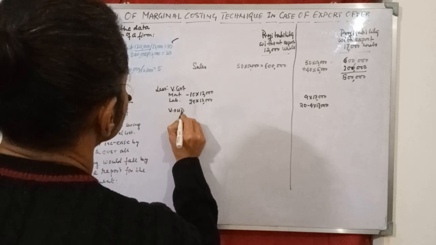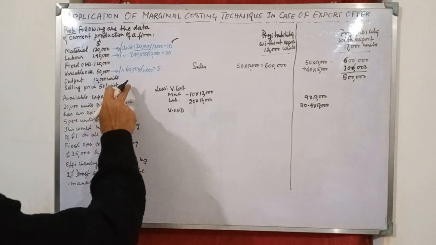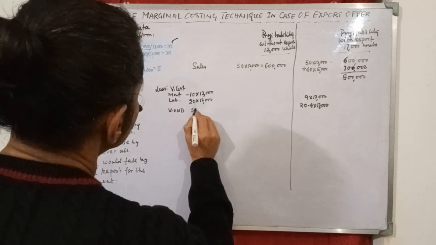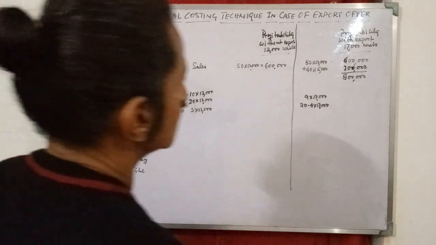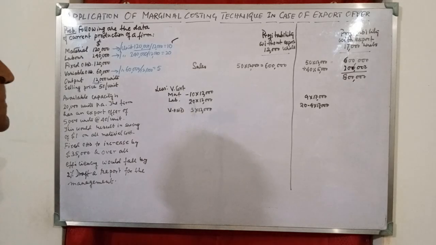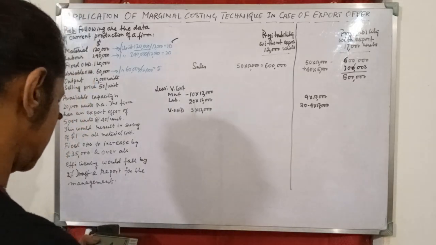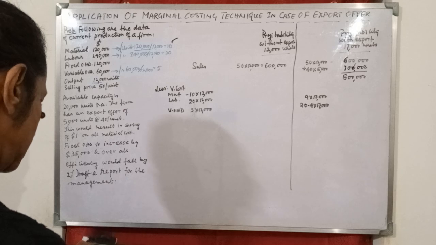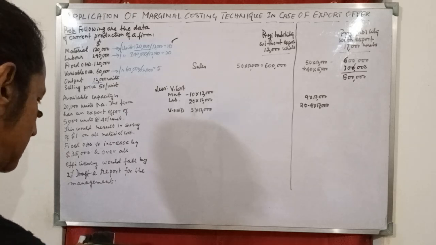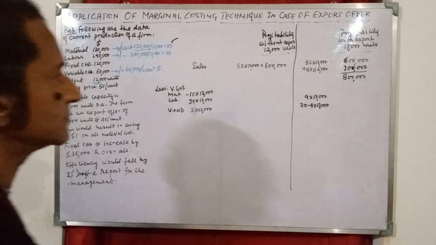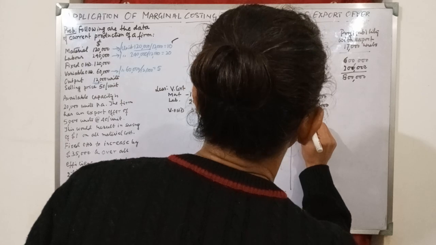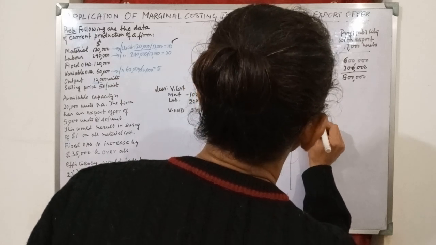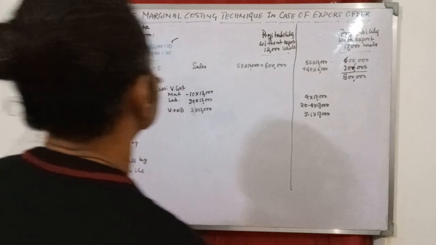And variable overhead. What is the variable overhead? 5 per unit. So 5 into 12,000. And here there will be increase in variable overhead by 2%. That is 5.1. So here it will be 5.1 into 17,000. Correct?